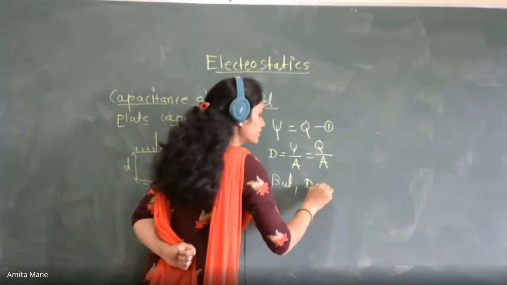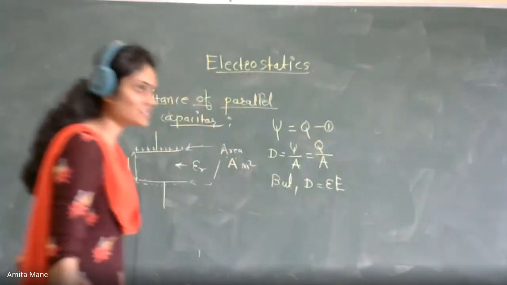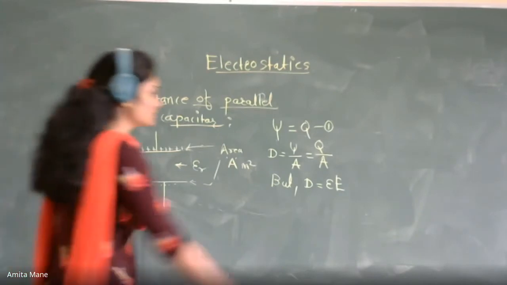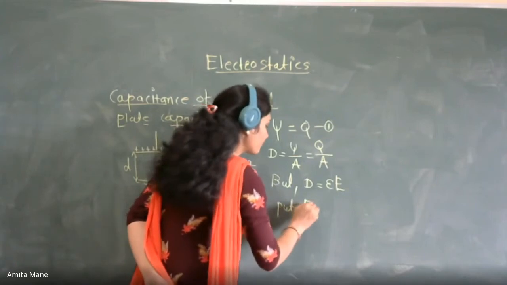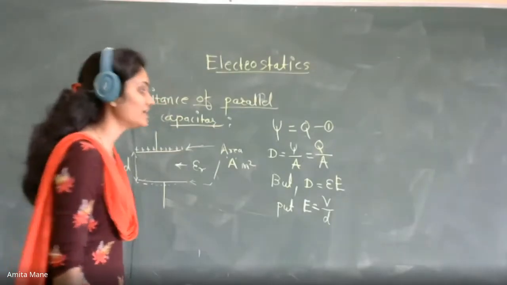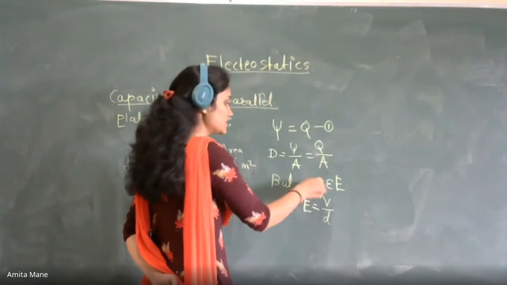D is nothing but epsilon E, right? But what is E? The electric field intensity formula? V divided by D, exactly. So we will put all these values in this equation.